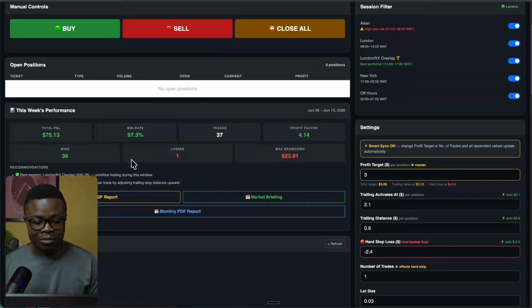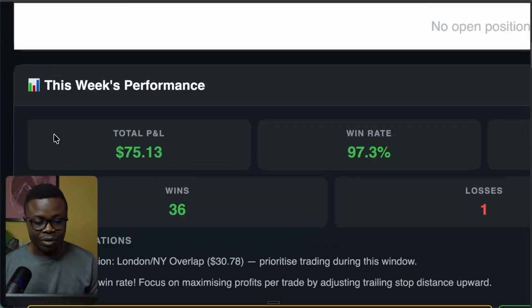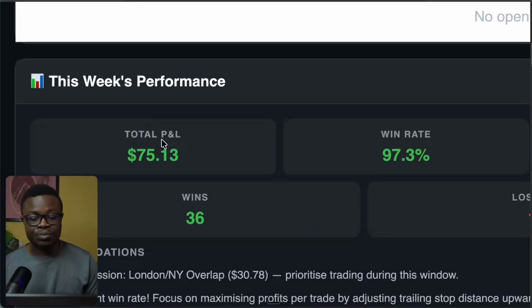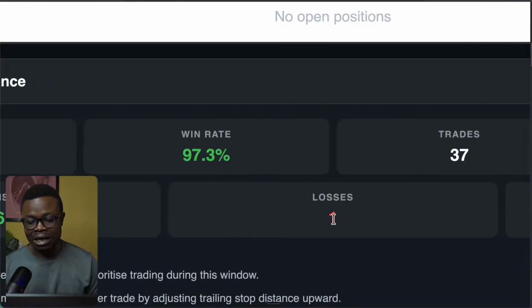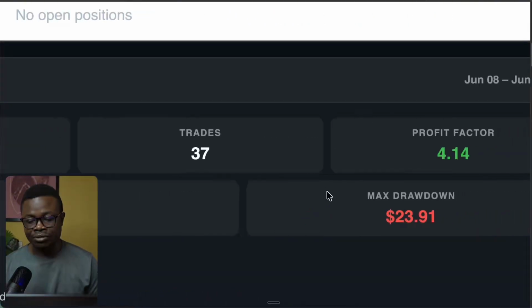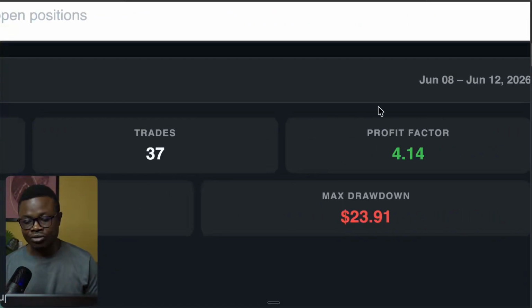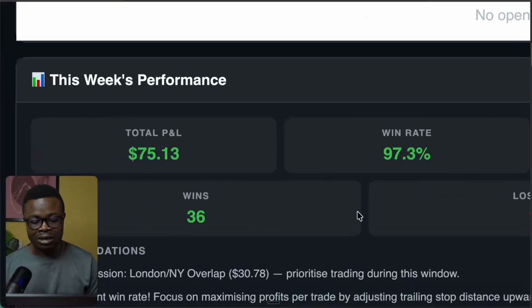And if I come down here, though we've not been trading every day, I just started trading a few days ago. If we come down right here, you'll see our total PNL. This is our performance so far for this week, because we started trading officially this week. You can see our win trades here, our win rate here, and our losing trades. So we took 37 trades, and 36 are winning trades, and then you see our profit factor, and the max drawdown that we had right here.